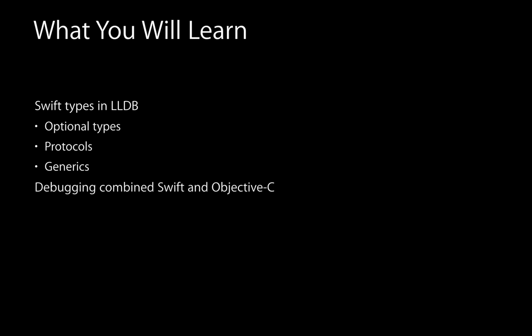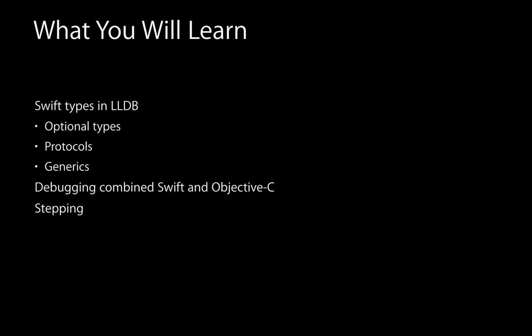We're going to talk about some Swift types in lldb. We're going to talk about optional types, protocols, and generics. These are all categories of types that Swift introduces. What can you expect when you're debugging your code and you try to use this? We're going to talk about the mix and match situation, where you have some Objective-C code and some Swift code that are interoperating together, and you have to debug the result of that.